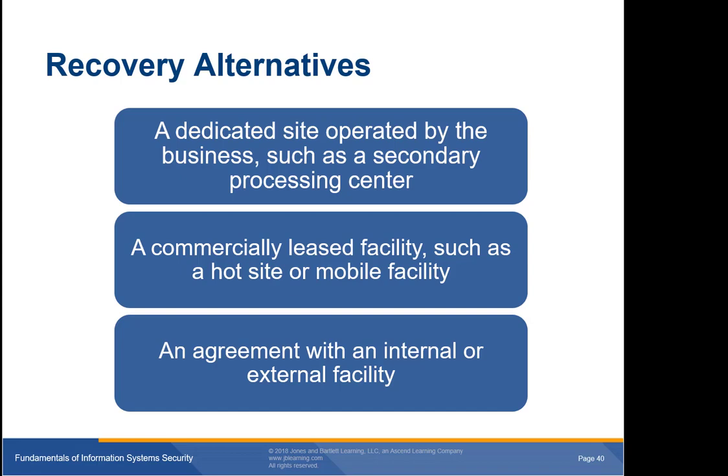First, a dedicated site operated by the business, such as a secondary processing center. Second, a commercially leased facility, such as a hot site or mobile facility. And third, an agreement with an internal or external facility.